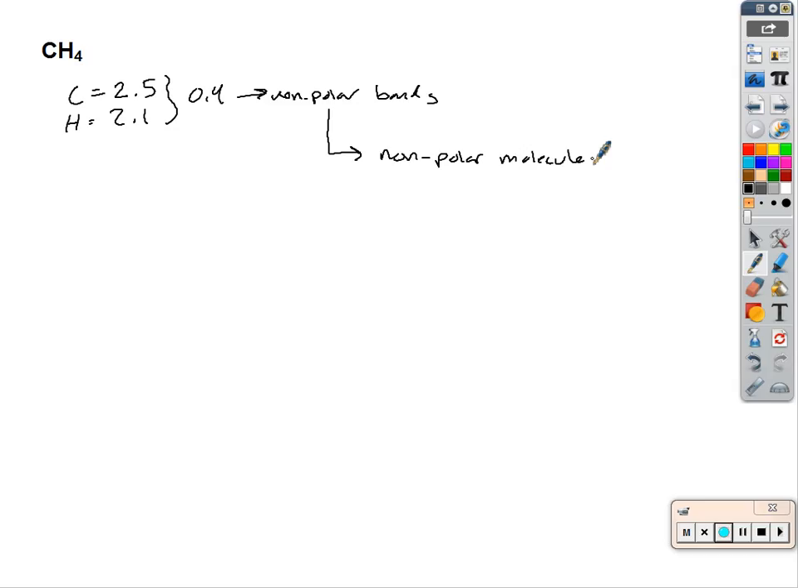Name-wise, this is a little weird. This comes from the realm of organic chemistry. This is not carbon tetrahydride. CH4 is one of those organic compounds, the primary component of natural gas. We call it methane. So this is one of those exceptions I told you about that don't follow the rules for binary nomenclature.